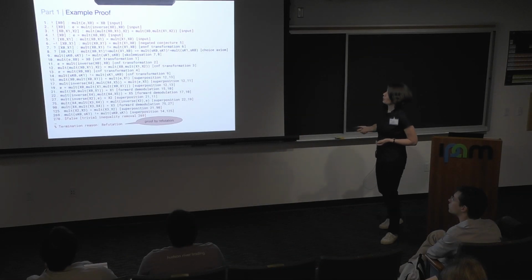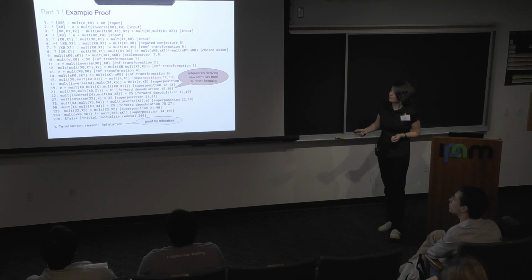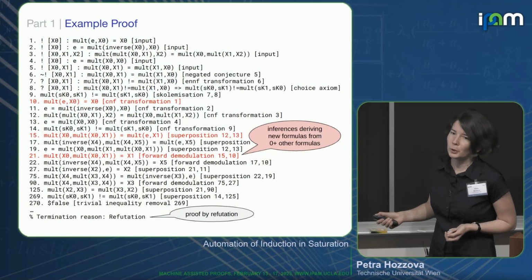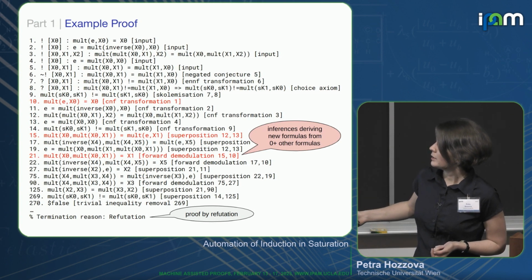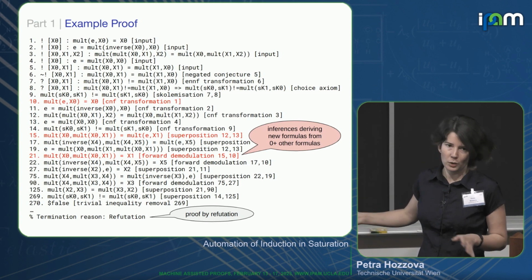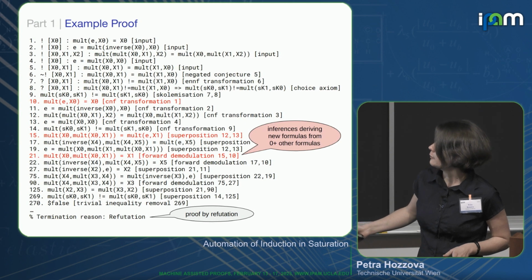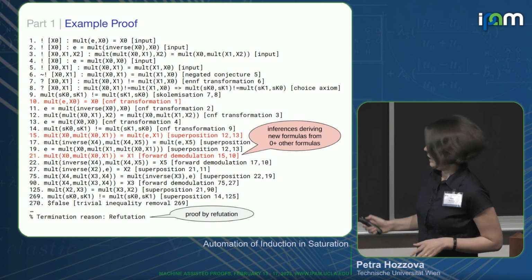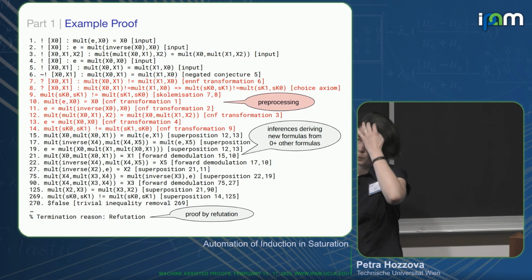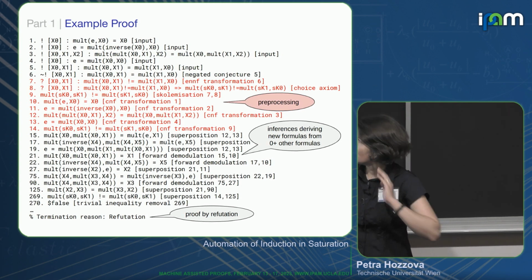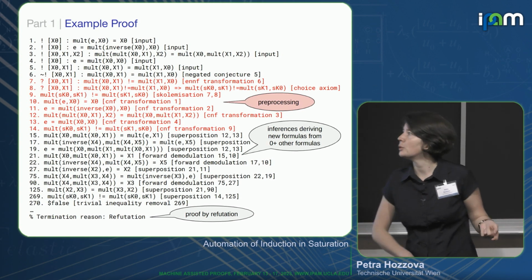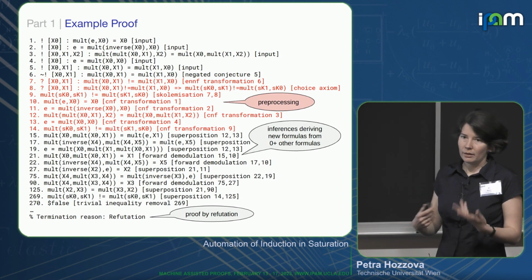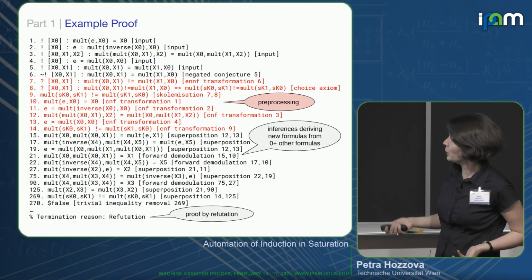Okay, so each step in the proof is deriving a formula from 0 or more formulas that were derived before. So for example, here in step 21, we derive that using a rule called forward demodulation. It's not important what that exactly is, from formulas 15 and 10 here. There is a large part of the proof which is just pre-processing. This means that we are taking all our input and converting it into clausal normal form and clausifying it. And this is the form with which we're then working.